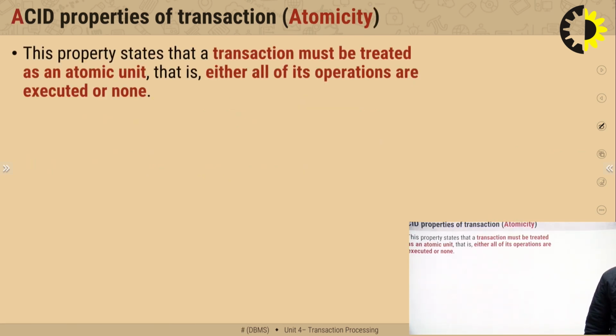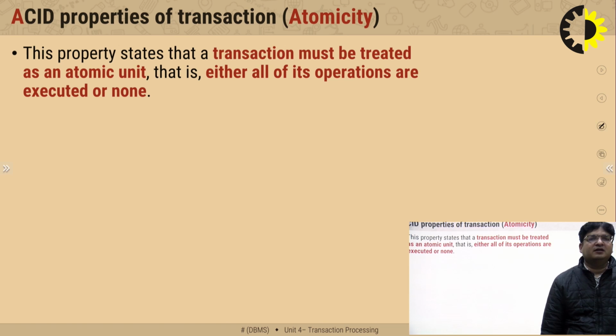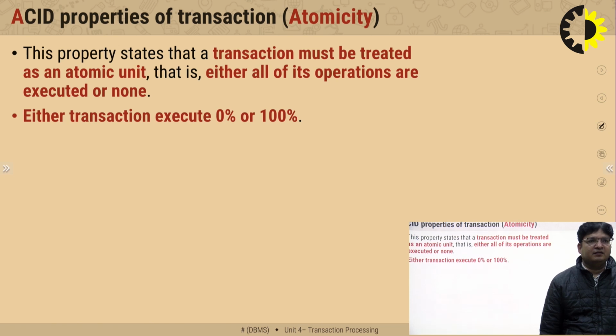Now first of all, we are seeing atomicity. It states that a transaction must be treated as a single atomic unit. That is, either all of the operations are executed or none are. The transaction executes 0% or 100%. That is, either 0 or 1.